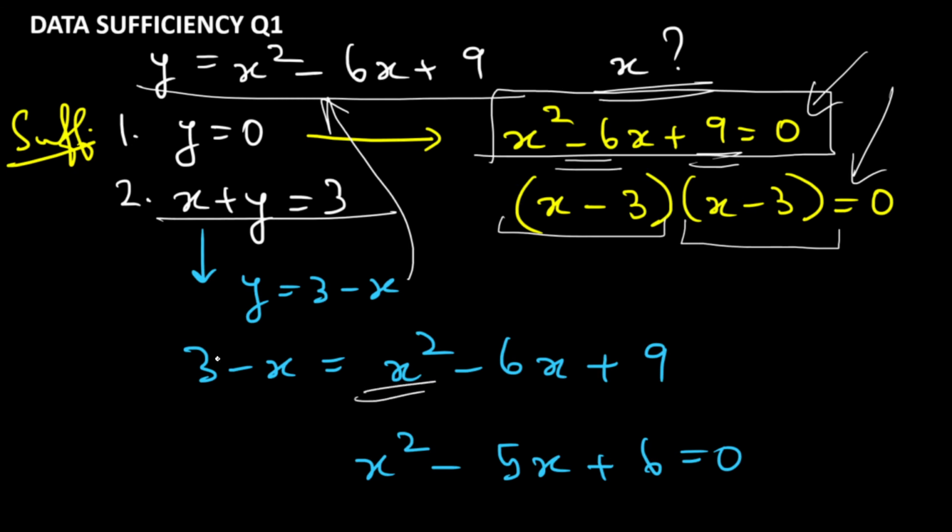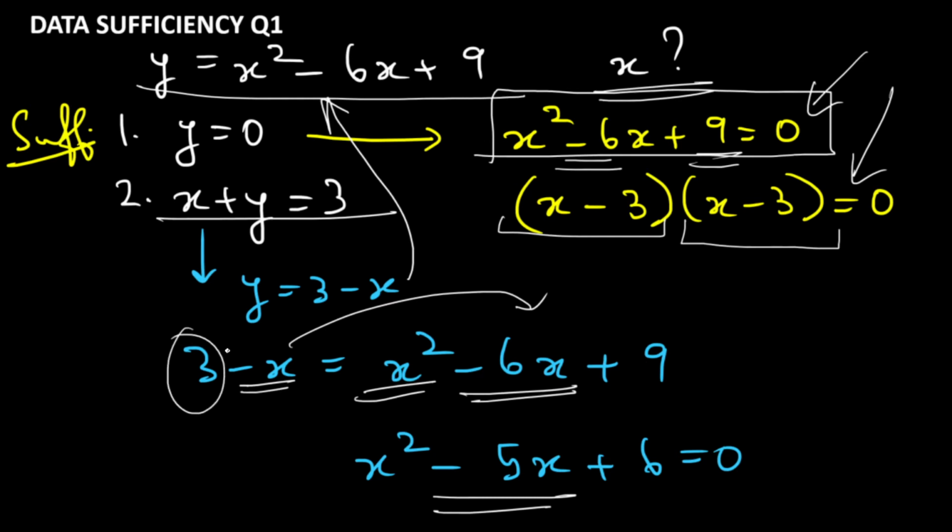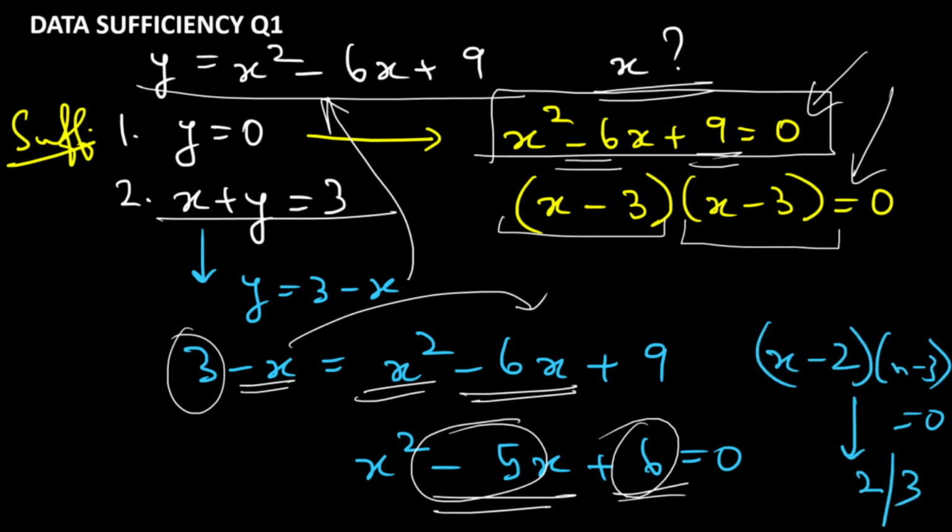So I have x square over here and this minus x, when it comes to the right hand side, will become plus x. So minus 6x plus x is minus 5x, and then you have 9, and this 3, when you take it to the right hand side, will become minus 3. So 9 minus 3 is 6. So that's how you get x square minus 5x plus 6 is equal to 0. So you need to find two numbers whose sum is minus 5 and product is 6. So that is minus 2 and minus 3. Therefore, you can factorize this as x minus 2 into x minus 3 is equal to 0.